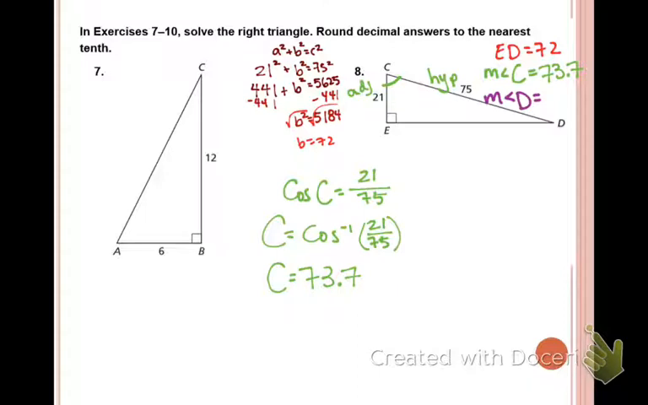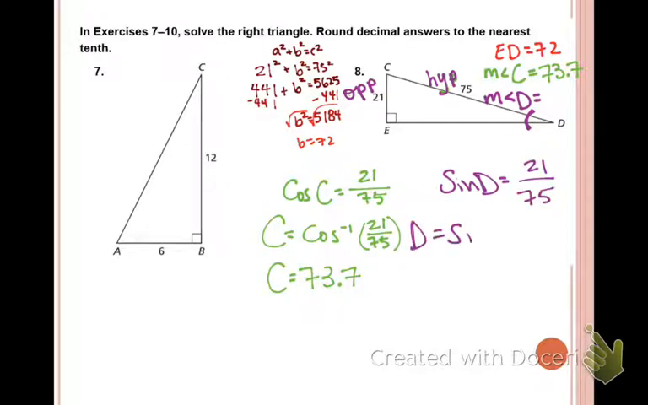73.7. All right, and then to find angle D, we'll do the same thing, label our sides. What kind of side is 21 now? Opposite. And 75 is still the hypotenuse. So we're going to use sine from angle D. And it equals the opposite, we said 21, over the hypotenuse.